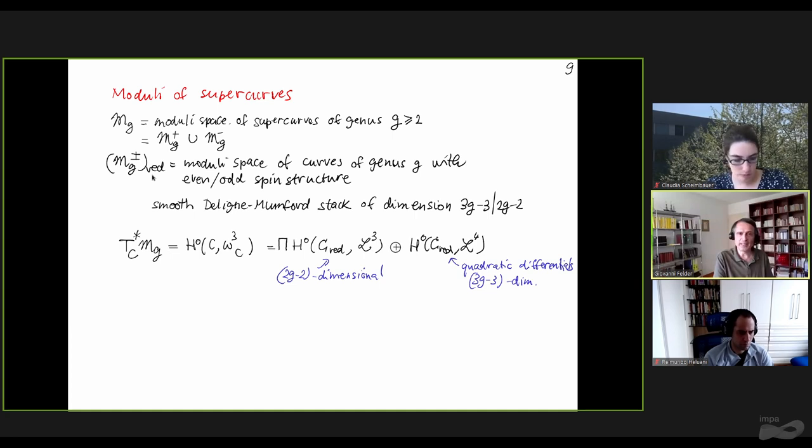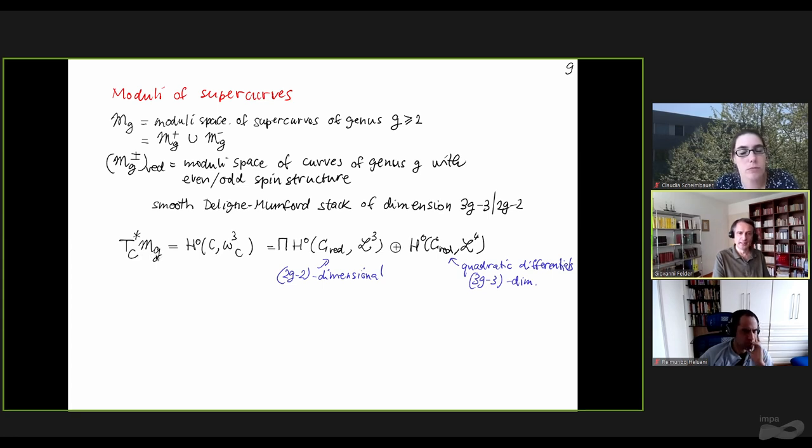And the reduced space, as we saw, if you go to the reduced parameter space, you will get spin curves. So you get moduli spaces of curves of genus g with even or odd spin structures. And it was shown that this is a smooth Deligne-Mumford stack of dimension 3g minus 3, 2g minus 2. And this dimension you can read off by computing the cotangent bundle, as we discussed before.